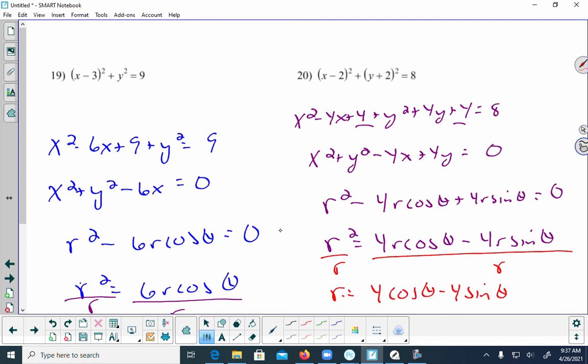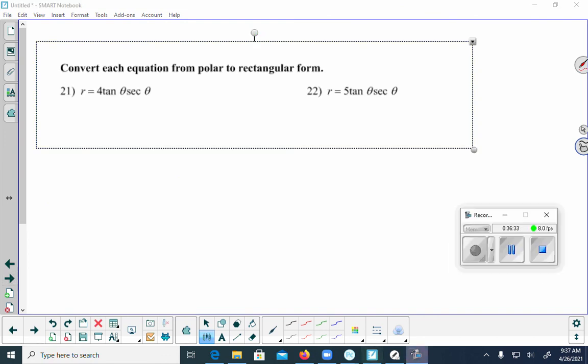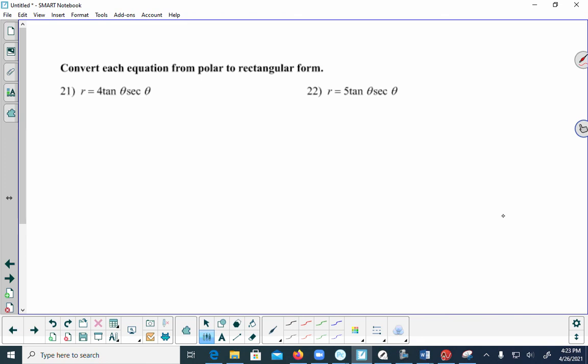Okay, the last set of problems we're going to start now. And the last set of problems is converting equations from polar to rectangular. So remember, in order to rewrite r, I need to have r squared, and then for the trig function, I need like r cosine or r sine to make that either x or y. So when I'm looking at the first one, number 21, I'm probably going to rewrite that a little bit.